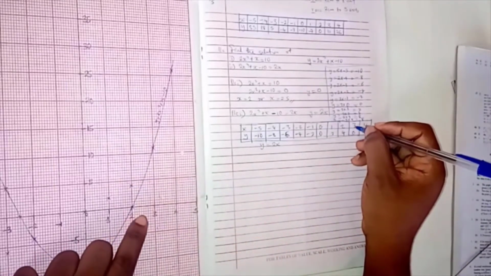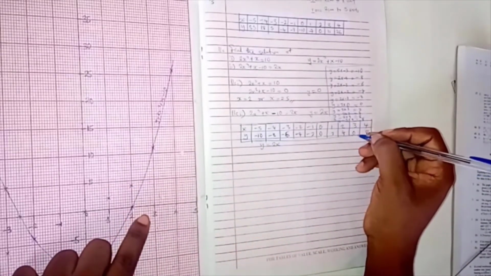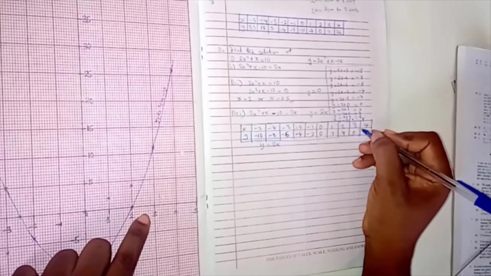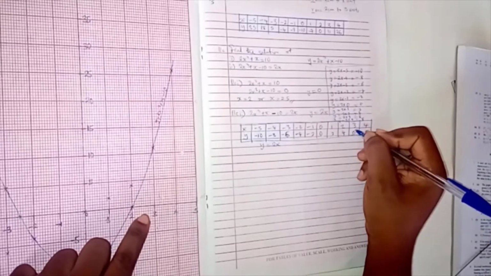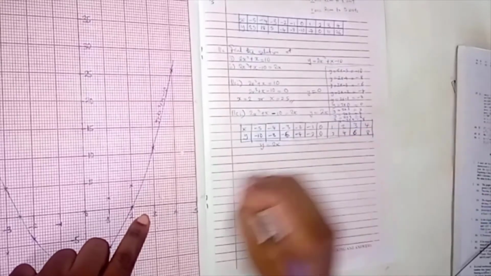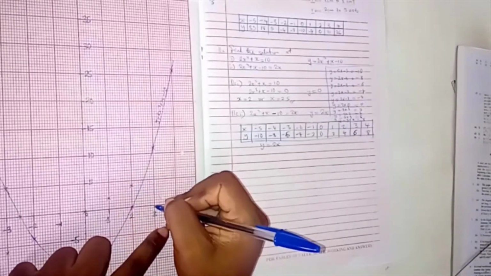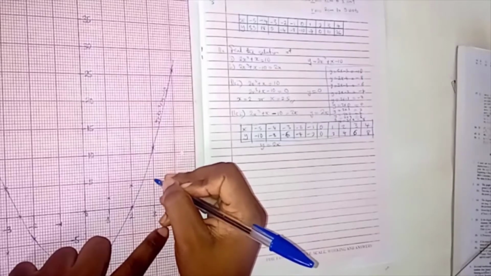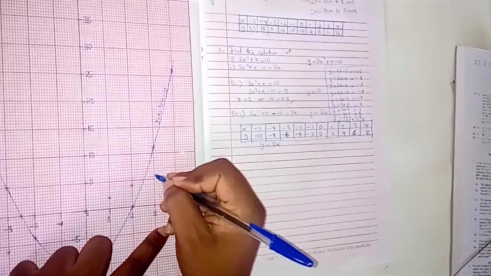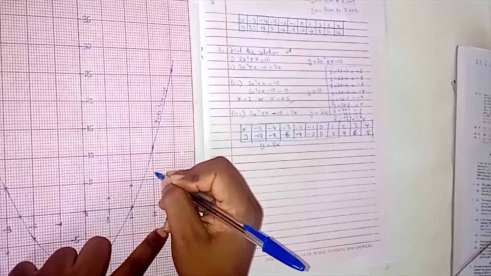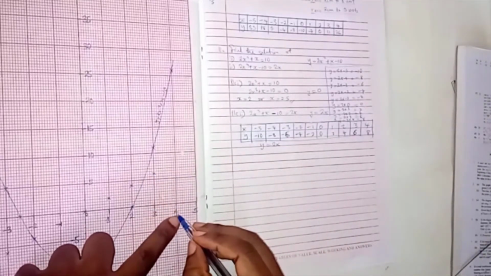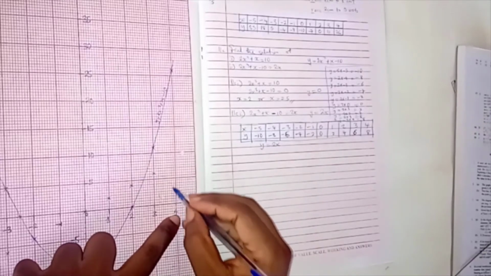The next one, when x is 3, y is what? This is 6. Okay, when x is 3, y is 6. So where this is 3, where is 6? If this is 5, this will be 6. Is that not it? Okay, and when x is 4, y is 10.